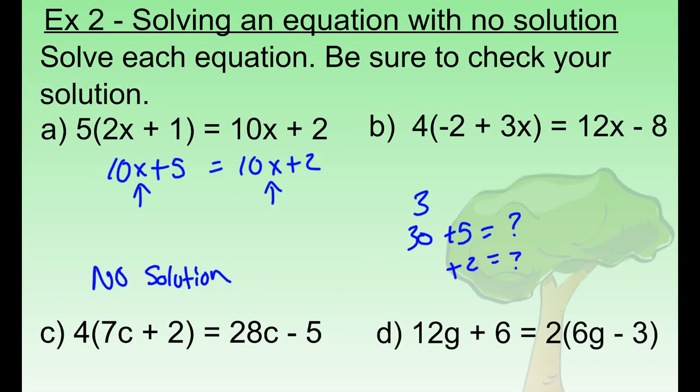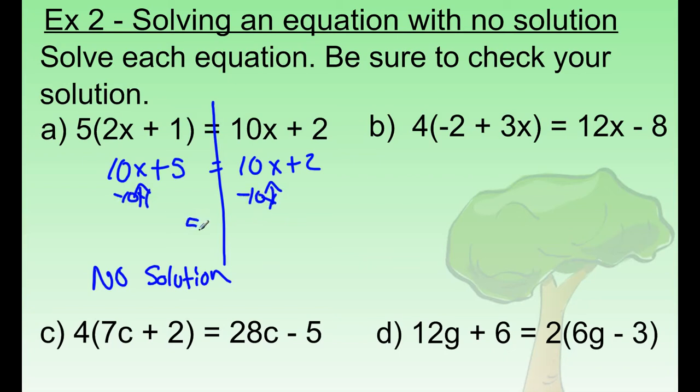So this equation has no solution because there's nothing that will ever make one side equal to the other. And we know it had one of these special solutions because the variables canceled out on each side. When we subtracted 10x, we got 5 equals 2. So that's the first special solution. It's called no solution.